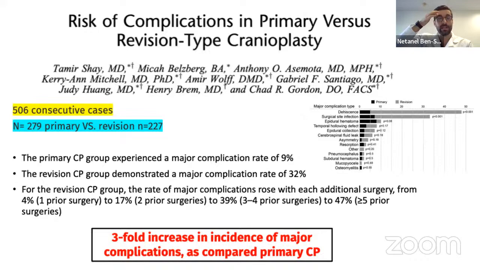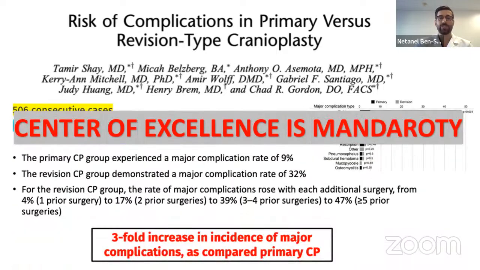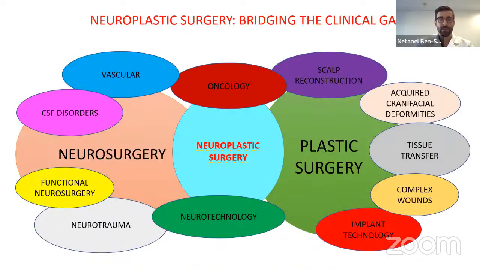And we looked at the data and we saw that the more attempts of reconstruction you have, the higher the likelihood for failure. In fact, there is a 3-fold increase in the incidence of major complications like dehiscence and surgical infection if you're going into a place that is not a specialty or does not have a dedicated center of excellence, which I think is mandatory in every high volume academic center.